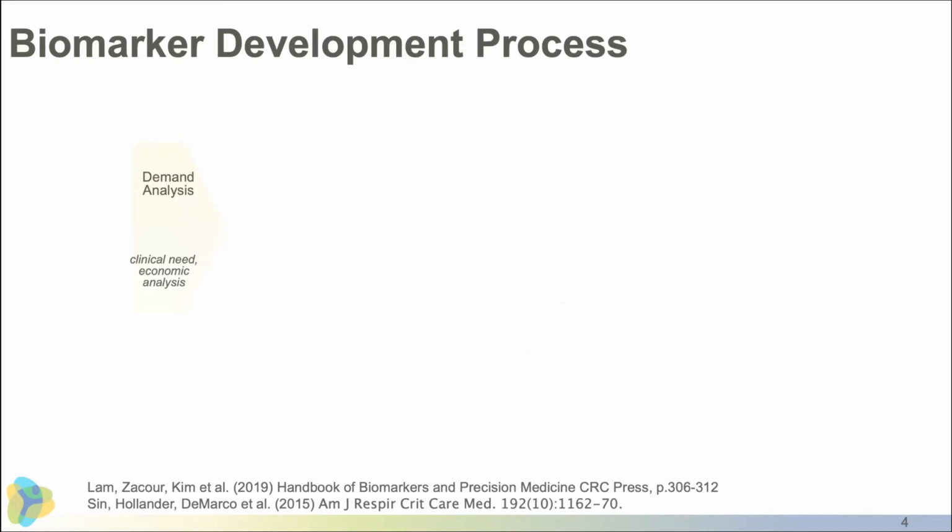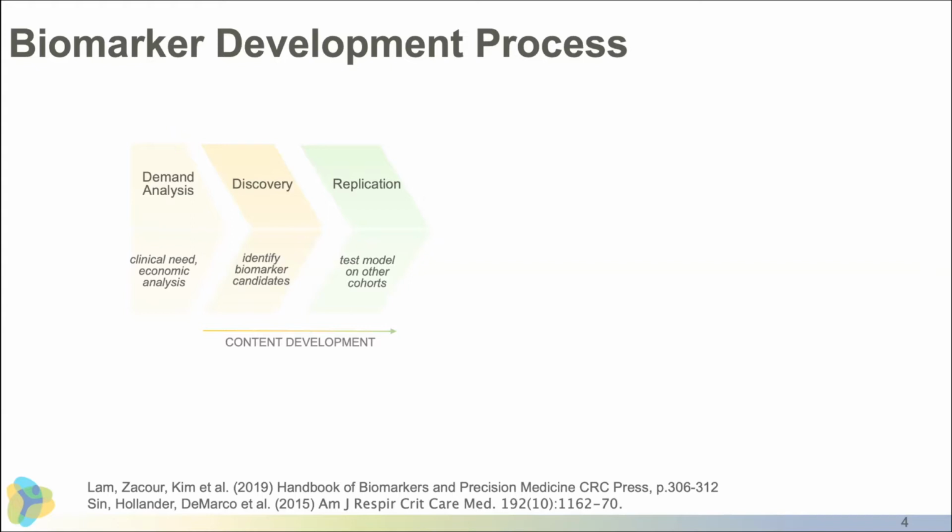Now let's talk about the biomarker development process itself. The first phase of it is demand analysis, which really means to talk to clinicians and experts in the area that you're interested in to assess what are the currently unmet clinical needs, and then talk to health economists from early on to figure out if such biomarkers can be developed that have socioeconomic value.